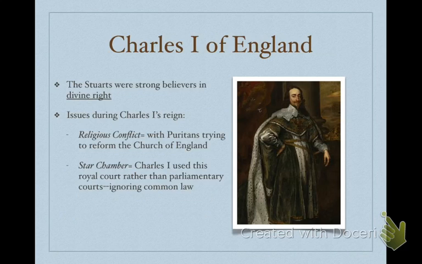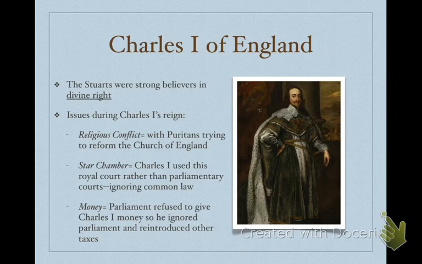You also have what are called the Star Chambers, where Charles I is going to use his royal court instead of following parliamentary courts. Essentially he's abusing his power and ignoring common law. And they're going to have some money issues, some economic issues. And Parliament's going to refuse to give Charles I the money he wants. And at that point, he's going to ignore Parliament and reintroduce other taxes, which doesn't normally make people happy.